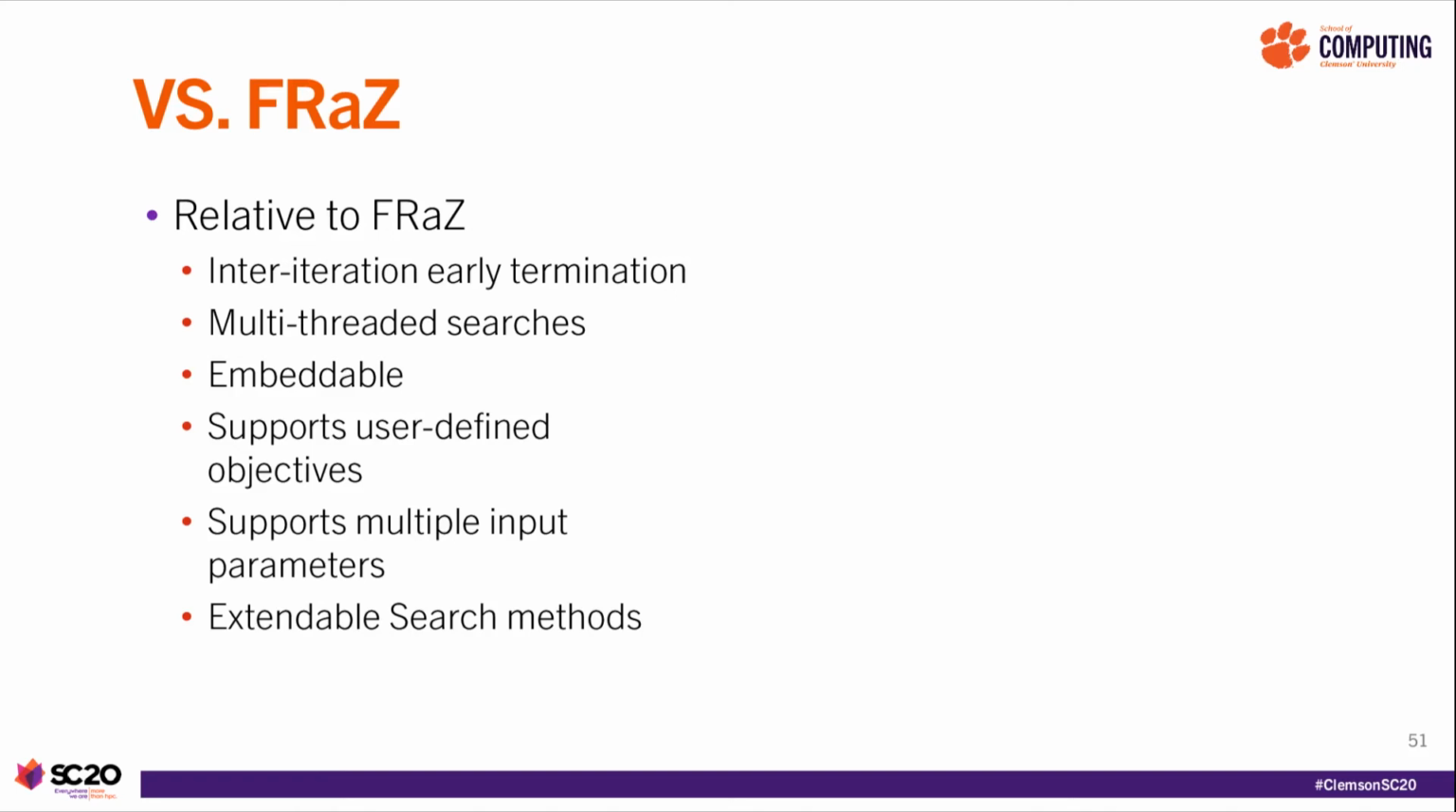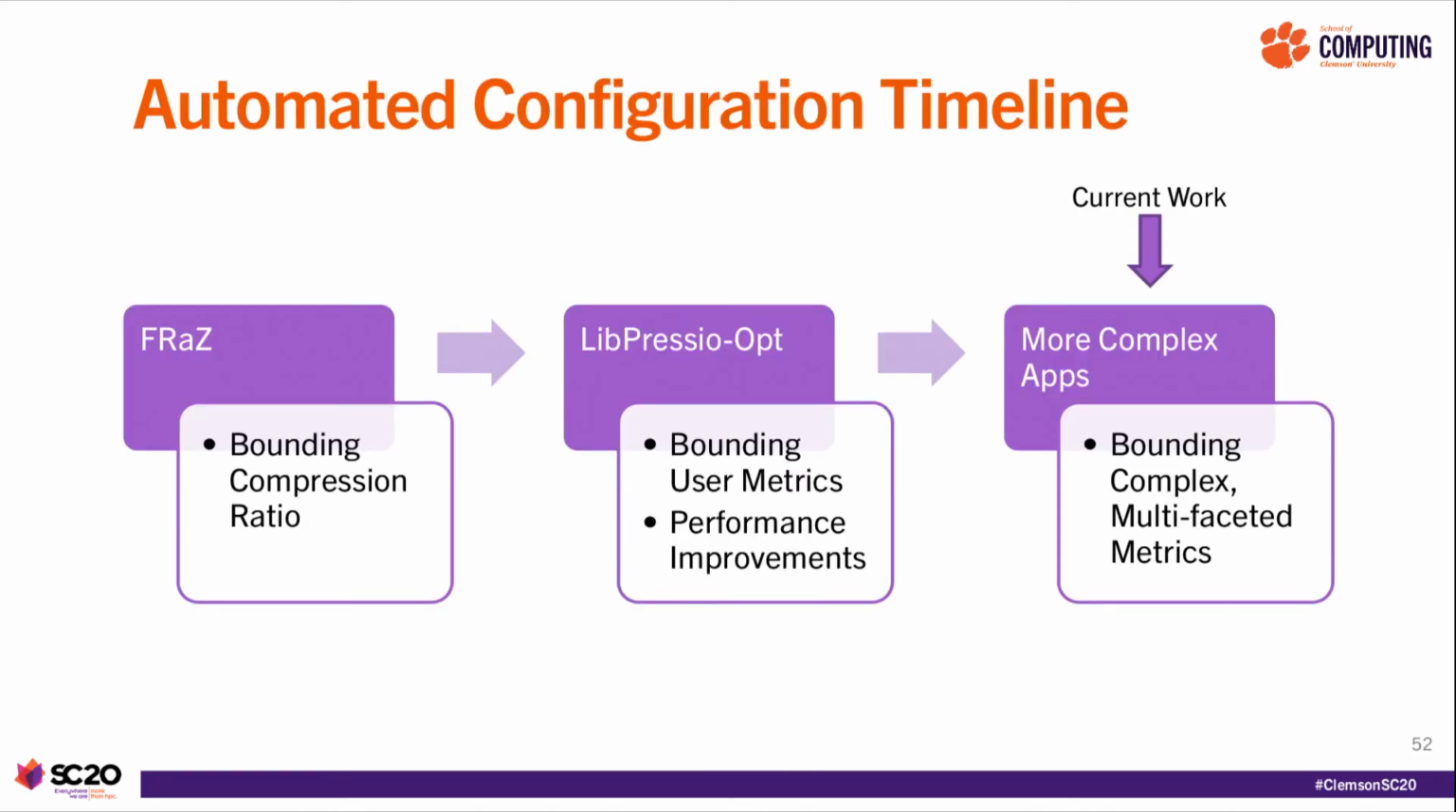It supports user-defined objectives that can potentially consist of multiple different constraints on the objective, such as those that might be used by the climate community. Finally, LibPressio-Opt allows for searching over multiple different input parameters and allows you to extend the search methods. We hope to use these techniques in the future to inspire our future work looking at more complex applications.